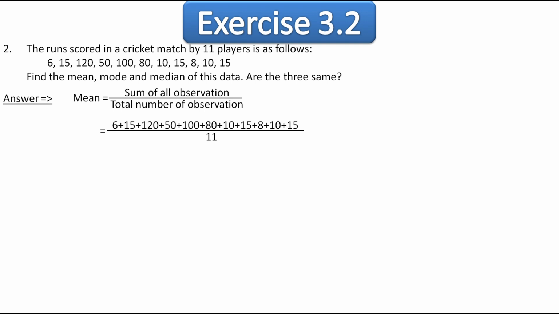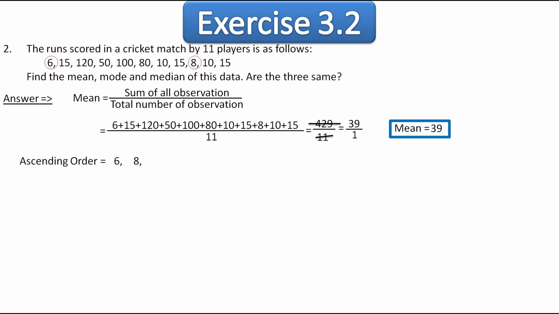When I add all these, I got the answer as 429 upon 11. You can check it by adding. Now here 11 ones are 11 and 11 39s are 429. So I got mean as 39. Now we will find mode. To find mode, we have to write all the data in ascending order. So here the smallest number we have is 6, so I'll write 6 first. Next we don't have 7, we have 8.